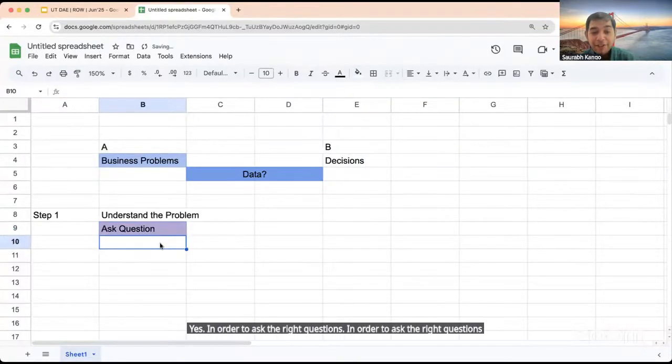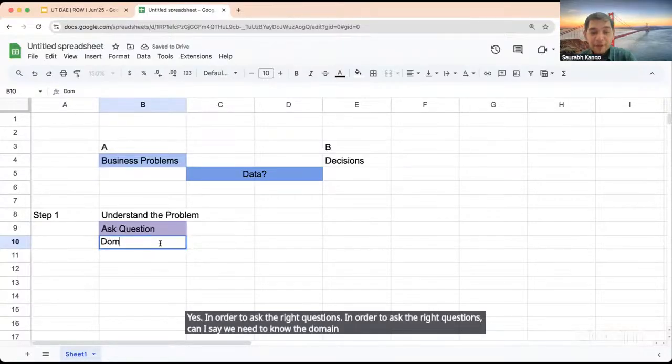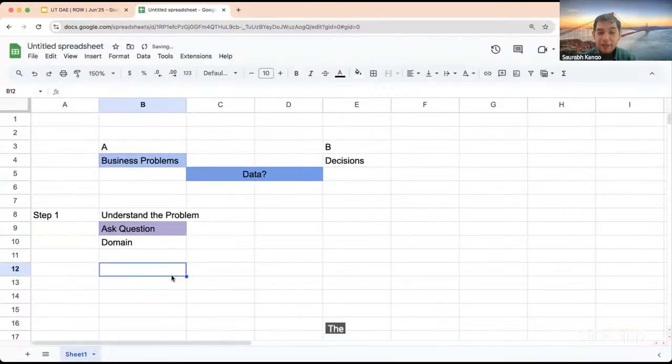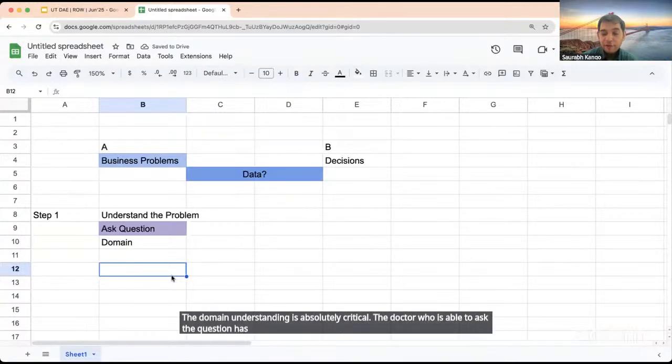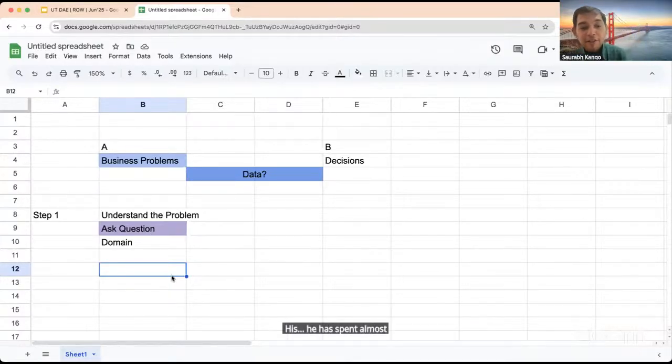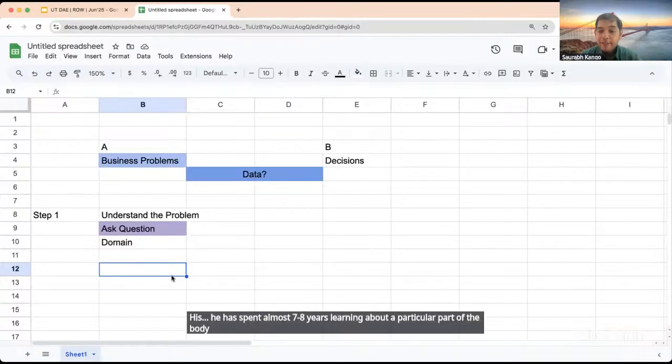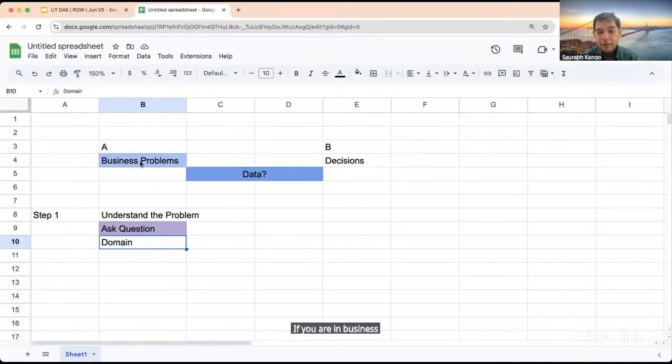In order to ask the right questions, can I say we need to know the domain? The domain understanding is absolutely critical. The doctor who is able to ask the question has studied a lot of time in order to come up with the right questions. He has spent almost 7-8 years learning about a particular part of the body, and hence he is able to ask the right question. In a similar way, if you are in business, if you are in banking, can I say you need to know banking really well?